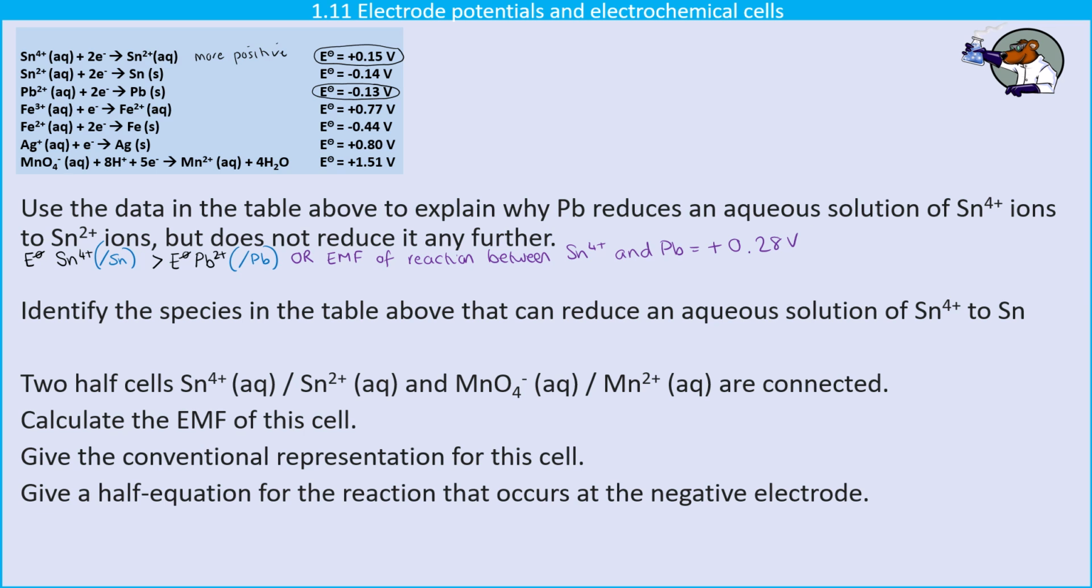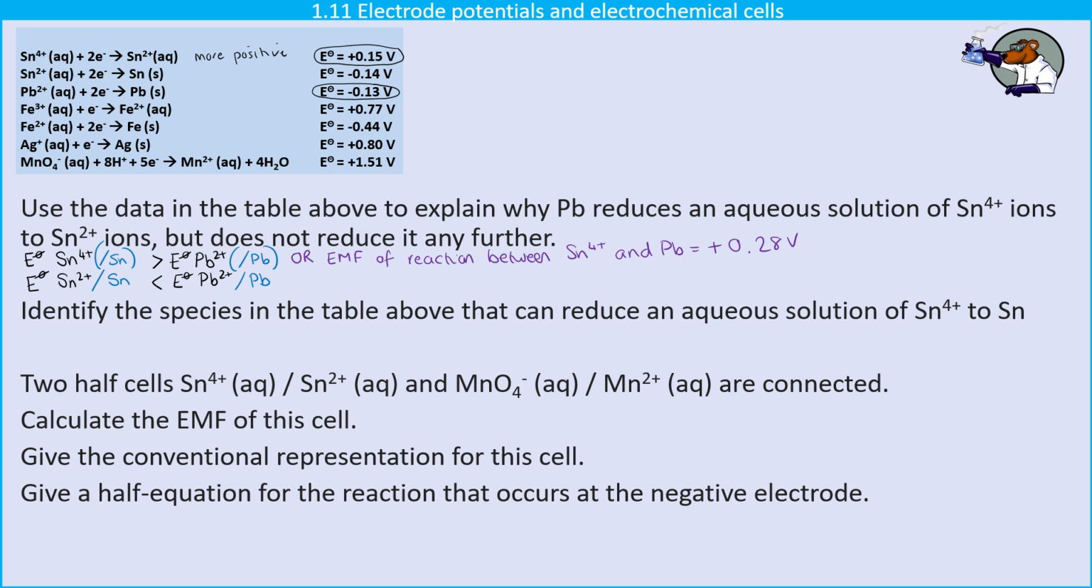Then we need to look at the second part of the question, which is why can't it reduce it any further? Why can't lead reduce tin 4+ ions all the way back to tin metal? So if we have a little look here, we can see that the potential for tin 2+ is less, it's lower than the potential for lead 2+. And again, we could put both of the species in those half cells in there.